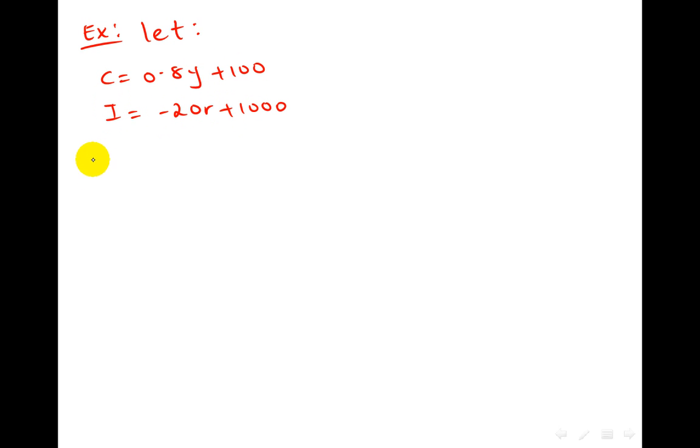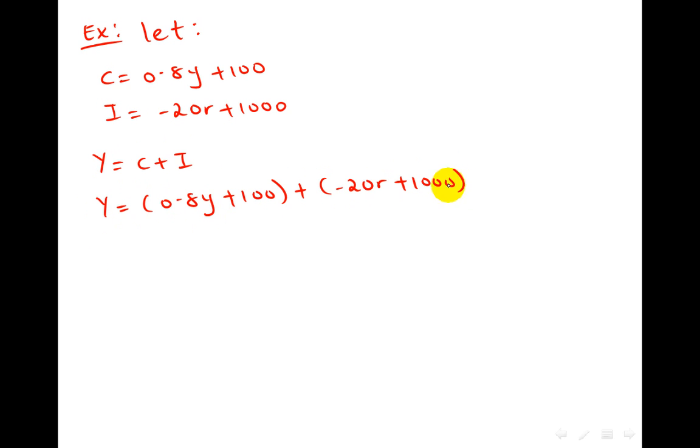We can go back to the formula that says Y equals C plus I, and here you can plug in the value of C, which is 0.8y plus 100, and the value of I, which is minus 20r plus 1000. Collect the like terms and simplify. I can bring the Y back. Don't forget the coefficient is 1, so 1y minus 0.8y. You can also bring this negative term to the other side, and it will be positive 20r equals.